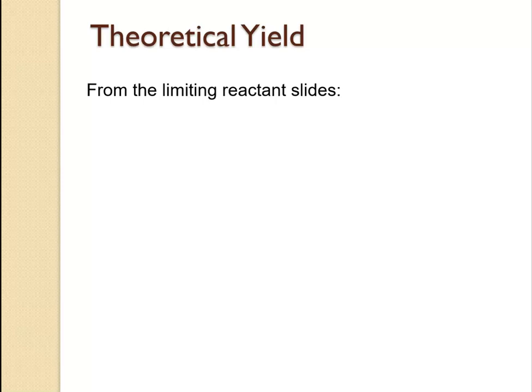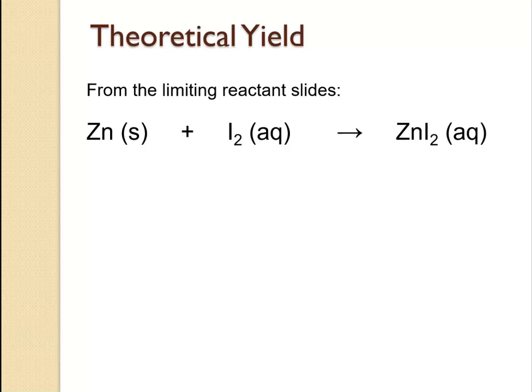the slides that we did on limiting reactants. One of the reactions that we looked at when we were talking about limiting reactants was this reaction of zinc and iodine to give zinc iodide. And in that particular problem, we had 1 gram each of zinc and iodine. And we did the calculation and determined that iodine was the limiting reactant. And what I called the expected yield of zinc iodide then would be 1.26 grams.